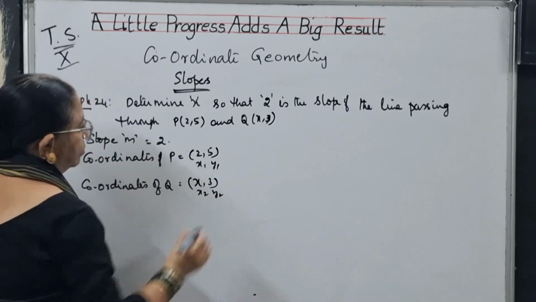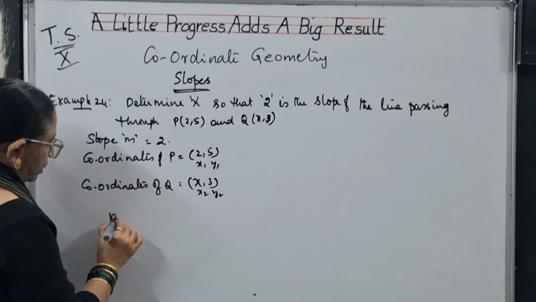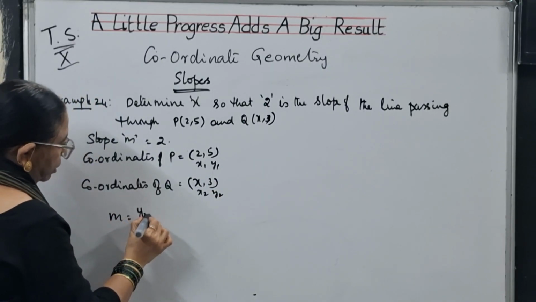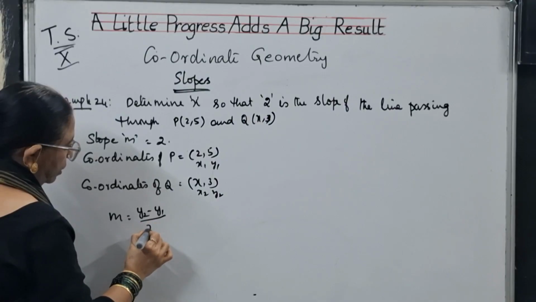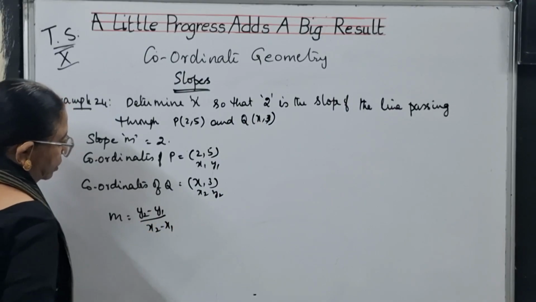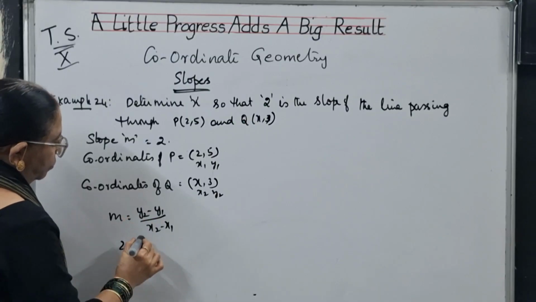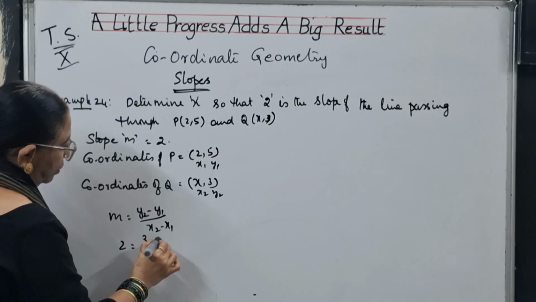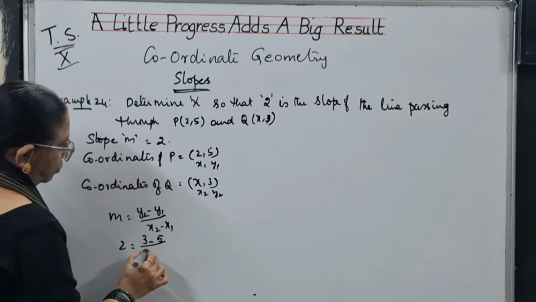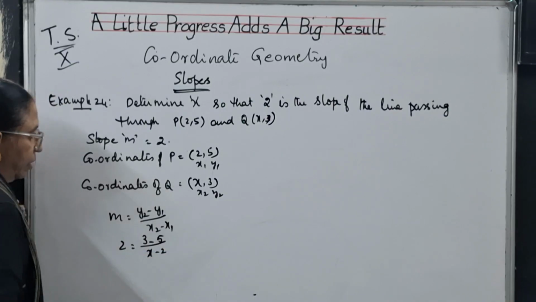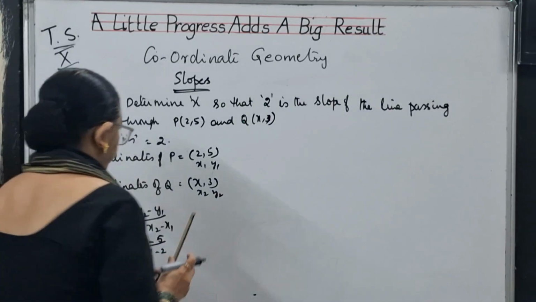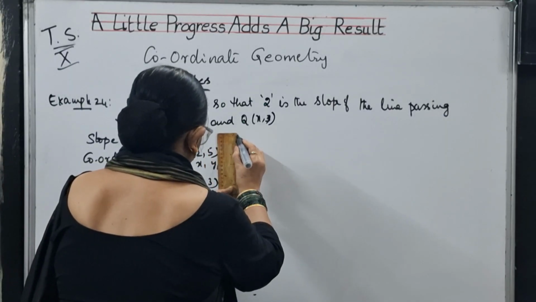x2, y2. Now we know that m is equal to y2 minus y1 by x2 minus x1. So what is m? m is 2, equal to y2 which is 3, minus y1 which is 5, by x2 which is x, minus x1 which is 2. So what am I getting here?